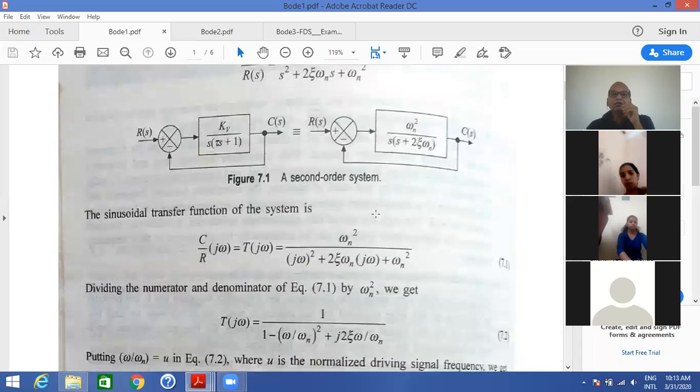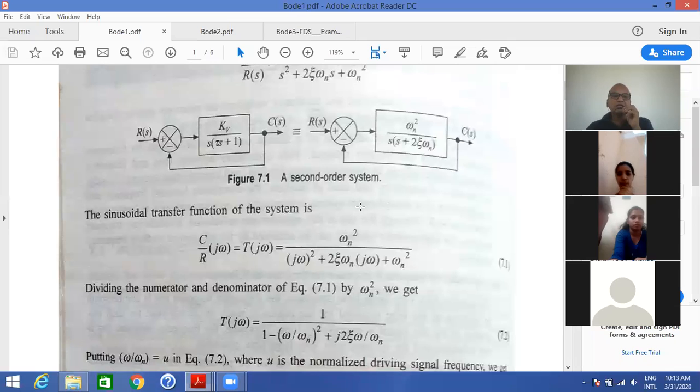And then we can calculate its magnitude and then phase. Once you know the magnitude and phase, check the response of this magnitude against the normalized frequency, and phase against its normalized frequency, and then see what the effect of zeta, that is the damping factor, will be, because the damping factor is very, very important in the case of the control system.